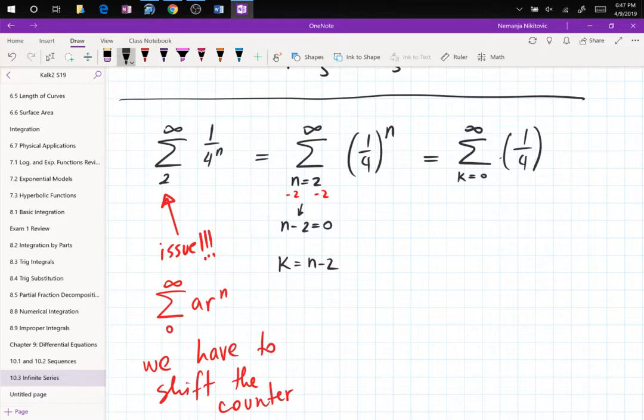1/4 raised to, can I have n now? No, I can't have n because we changed to k's. So now, what is my n from this formula? K plus 2. So that's my new exponent, k plus 2. Great. Hey, we fixed the counter.